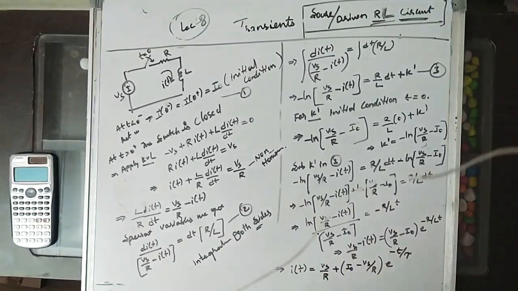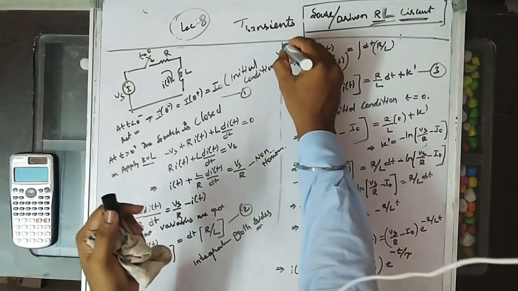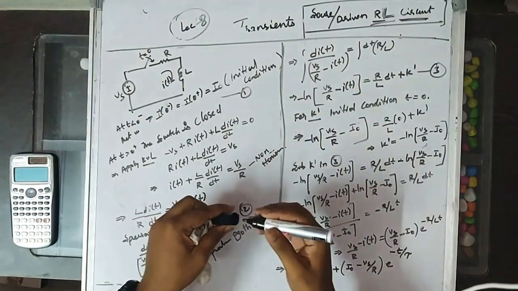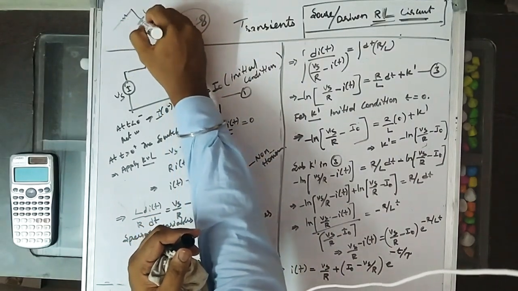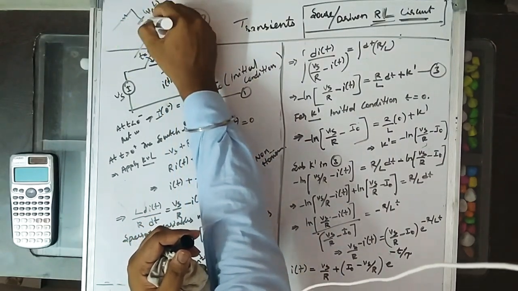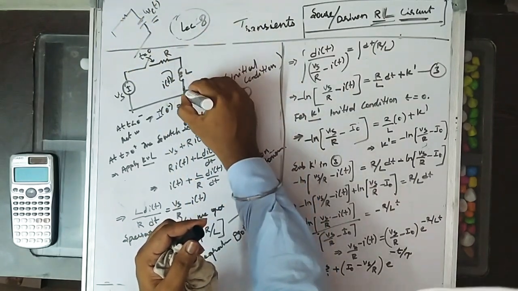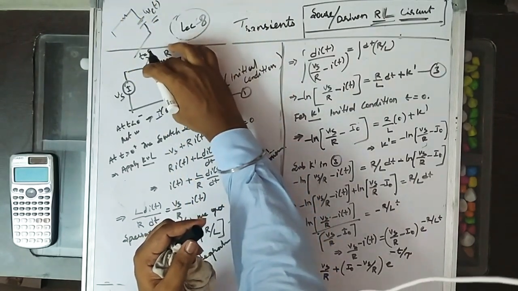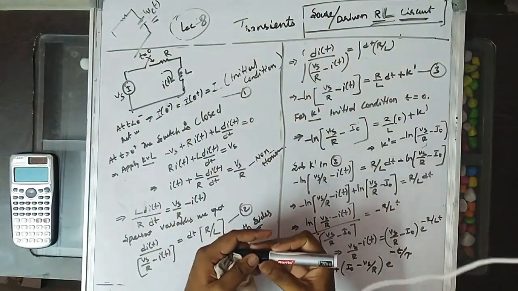Welcome back, guys. Now here in this session, we'll discuss the source-driven RL circuit. The derivation is the same as the one done for the source-driven RC circuit. In that circuit, we found the change in voltage across the capacitor. For the source-driven RL circuit, you will find the change in current through the inductor. So there will be a difference.